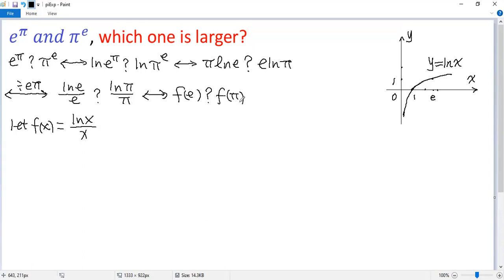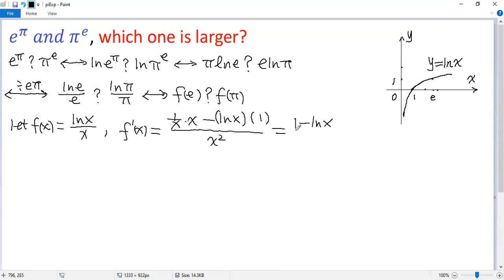To compare these two numbers, let's find the derivative of f(x). So f prime of x equals the derivative of ln x, which is 1 over x, times the bottom, x, minus ln x, times the derivative of the bottom, which is 1, divided by the square of the bottom, x squared. So we get (1 minus ln x) over x squared.